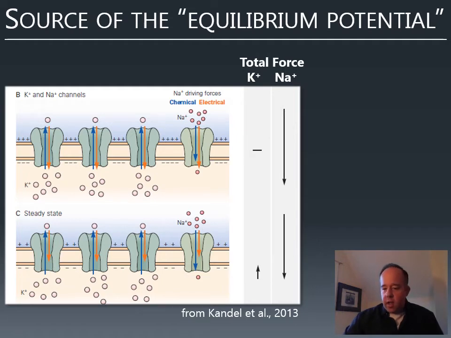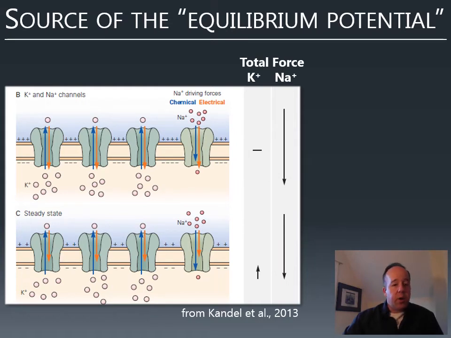Let's think about the electrostatic force. There's a lot of positive charge outside. Sodium is a positive ion. The electrostatic force is going to push sodium inside the cell. So those two forces are acting in the same direction for sodium. That's a different story from what we saw for potassium. Potassium, we have the balance of forces, one pushing in, one pushing out. Sodium, we have both of them pushing inside. Sodium is just waiting for that chance to go inside the neuron.